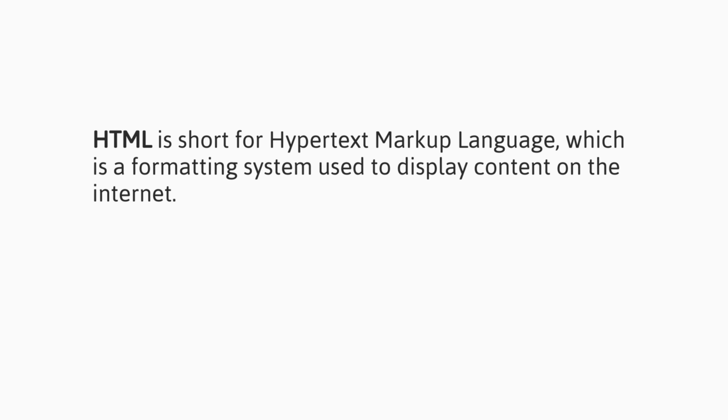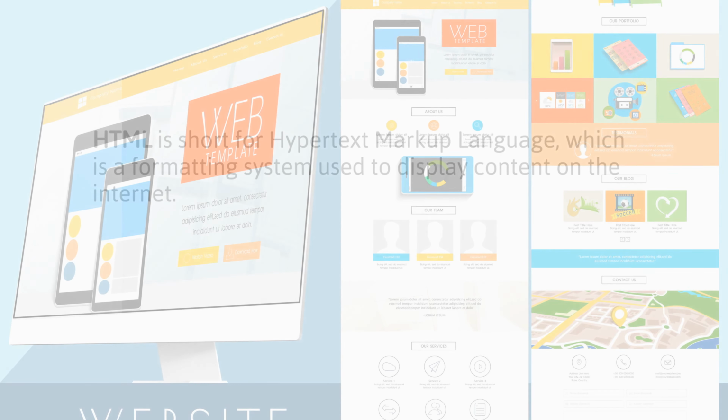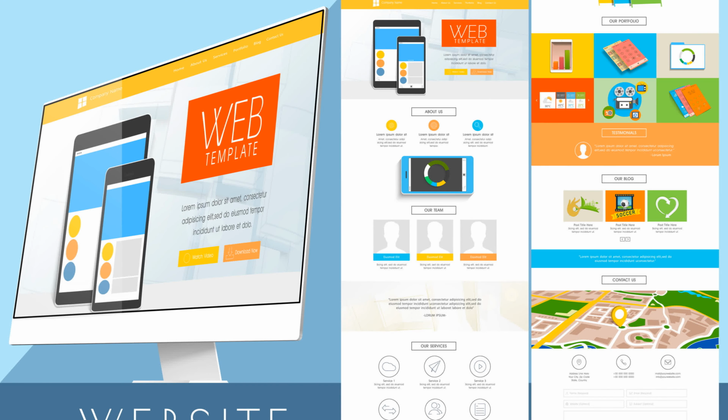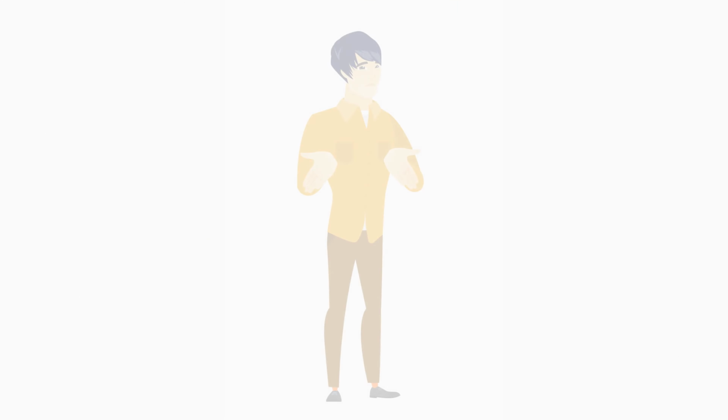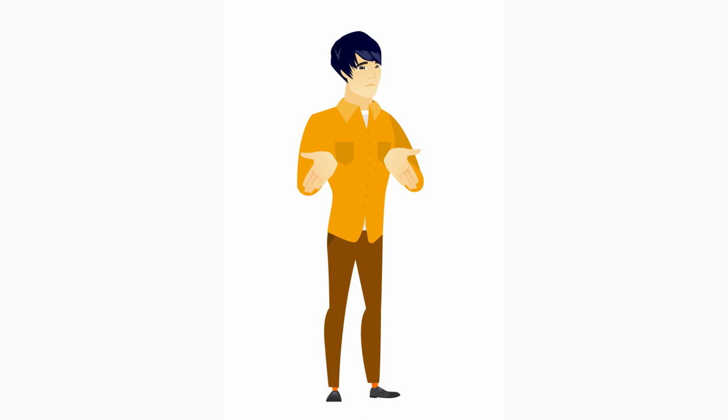HTML is short for Hypertext Markup Language, which is a formatting system used to display content on the internet. Rather than creating pages with plain HTML, D2L has HTML templates that you can use. Before we get started with the how, let's talk about the why. Because if you're not sure why you want to do something in the first place, then you're not going to be motivated to do it.